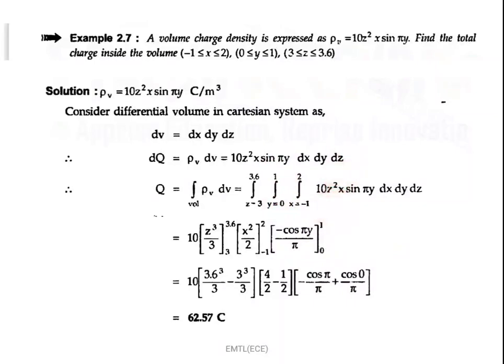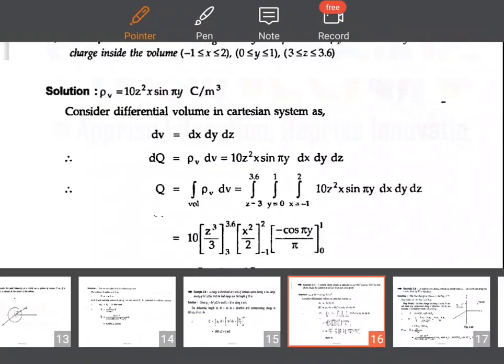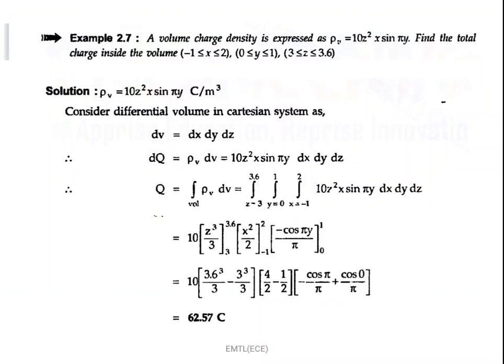And the z term, z square, is integrated with respect to z from -3 to 3.6. So the integration of z square is z cube by 3. Now substitute all the limits for x, y, z, and we get the answer. Charge Q in a volume charge density is 62.57 coulombs. Okay, and the next problem.